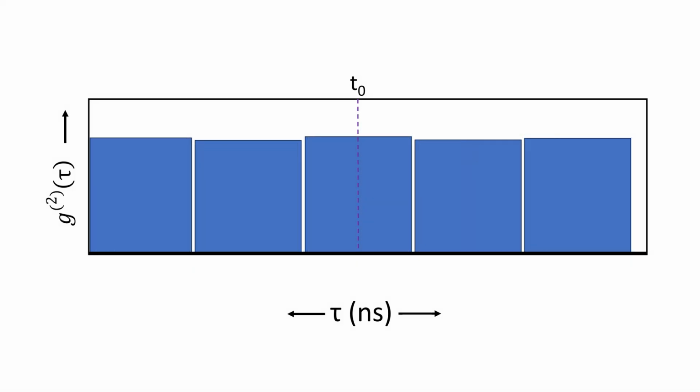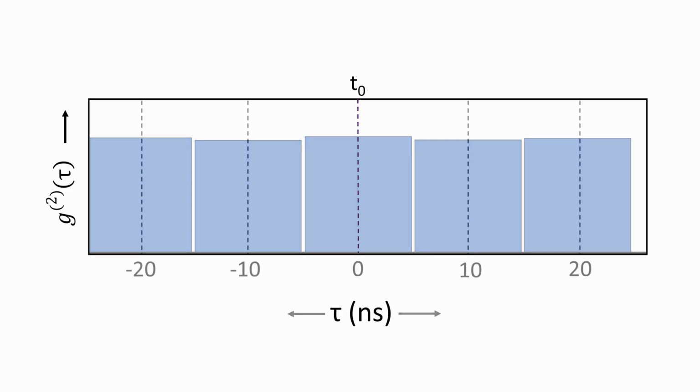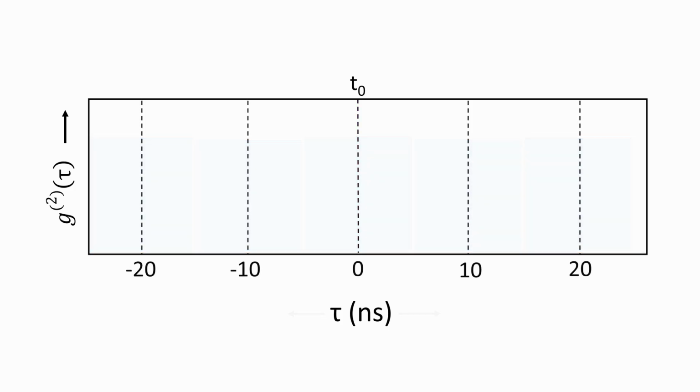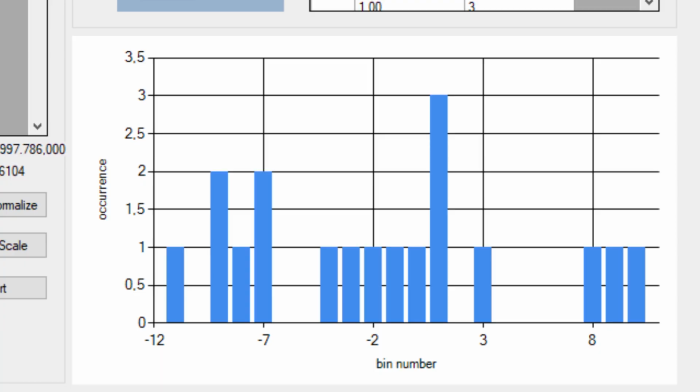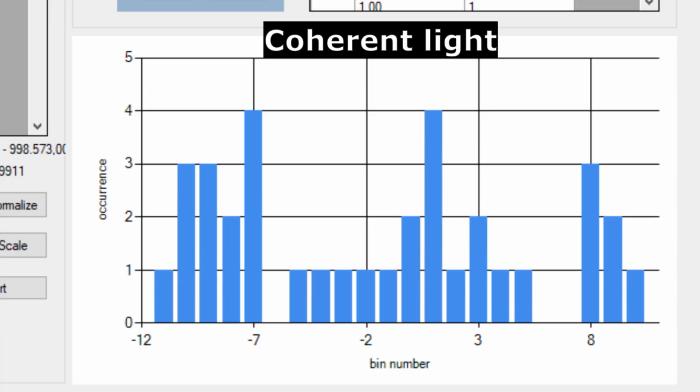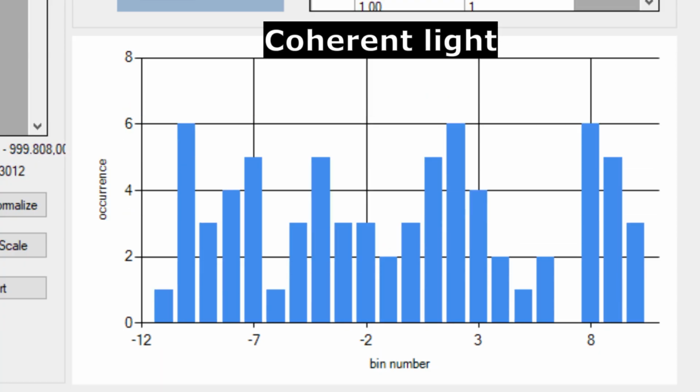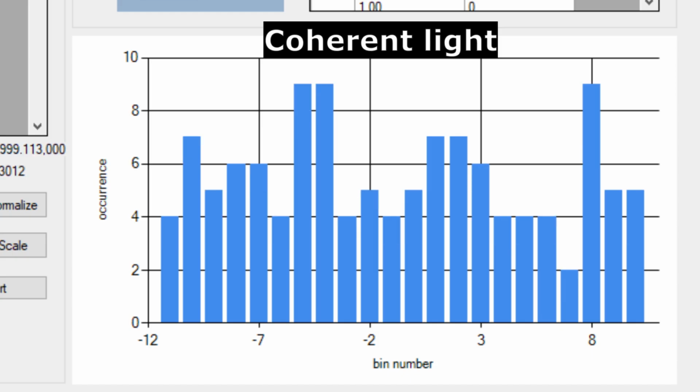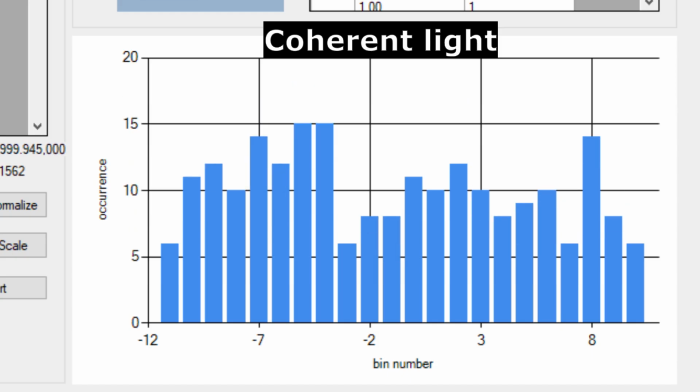So I wondered what would happen if I were to make the bins as narrow as the distance between two data points and use all the data I had. Well, let me show you. It's quite surprising. Here's what happens with coherent light. In the accumulative histogram here we do not notice anything peculiar. It looks like a constant signal, just very noisy.